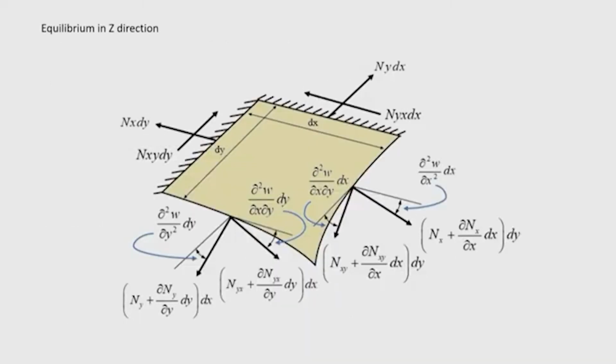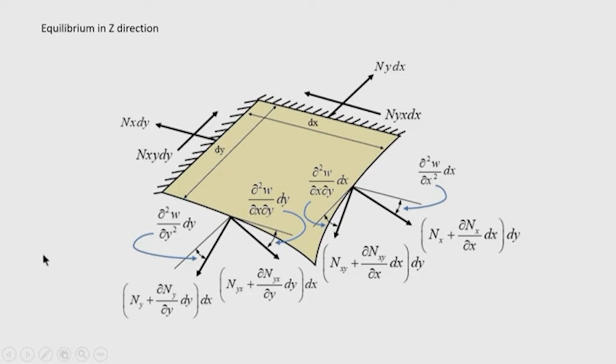Now, the equation that we have obtained considers the equilibrium of forces in the axial directions, that is the x direction as well as the y direction. Now, let us consider the equilibrium of forces in the vertical direction. Vertical direction is the z direction. Again we take an element of the plate of length dx along the x direction and length dy along the y direction.